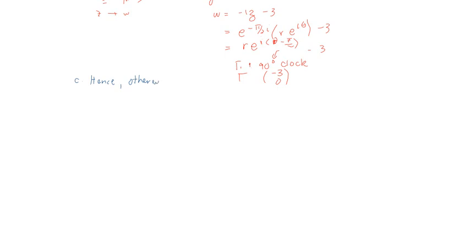Otherwise, find Z when W is equal to 1 minus 3i. Okay, 1 minus 3i. Find Z. So it's the reverse of what we did a while ago. A while ago, we were looking for W given a Z. So what can we do here?